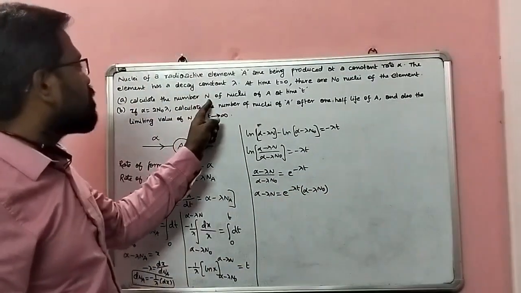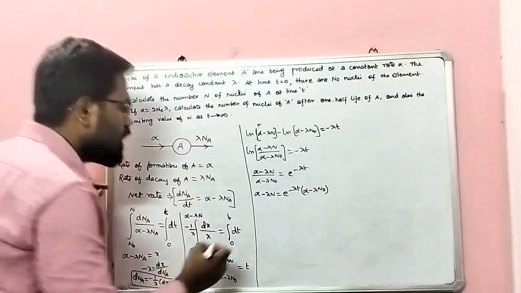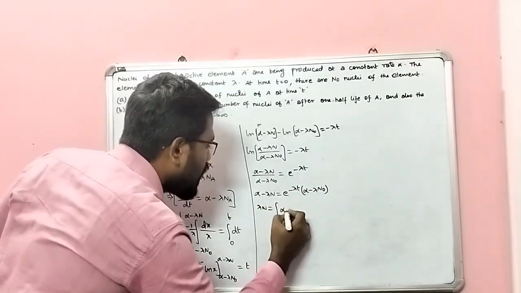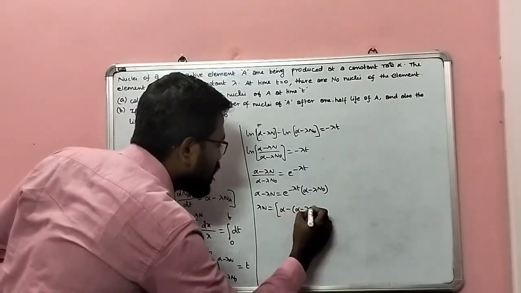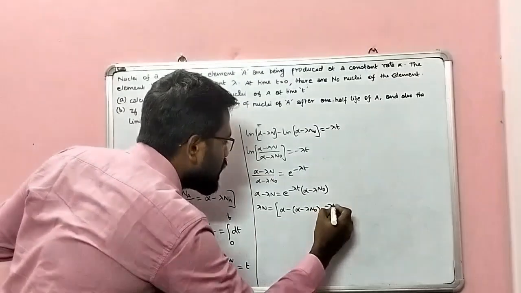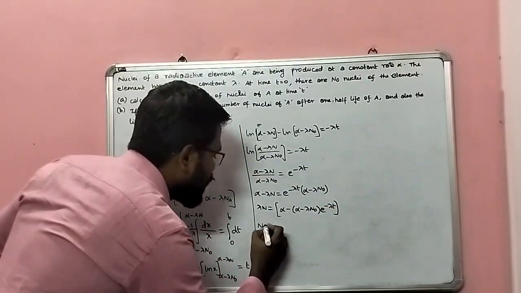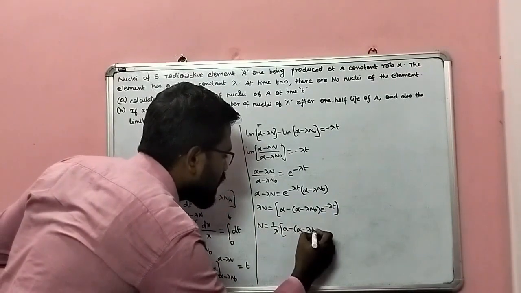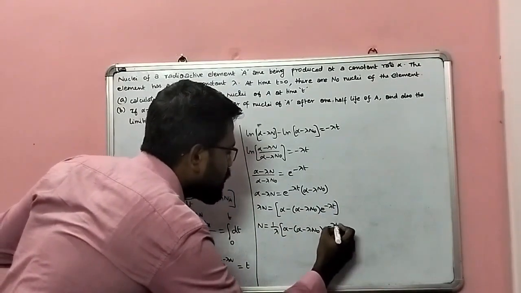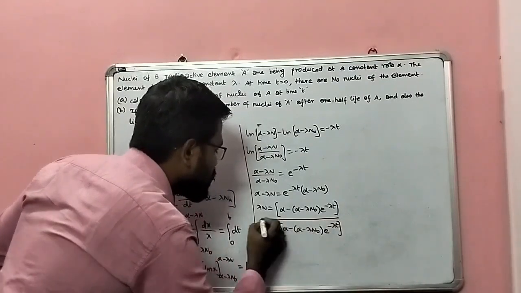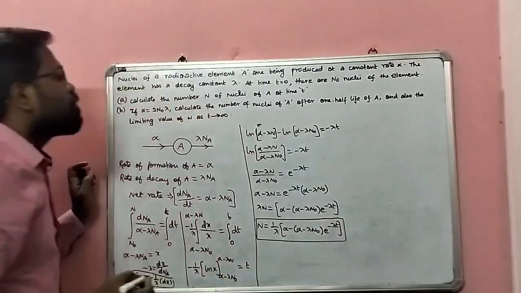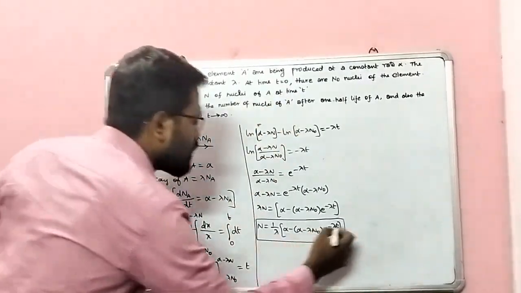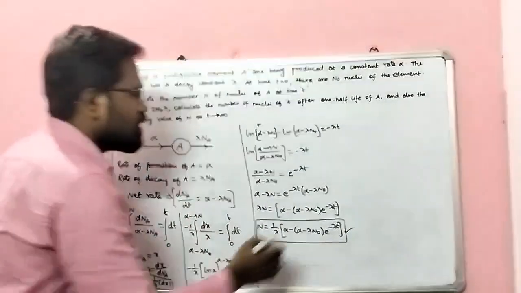What we need is the number n of nuclei of A. Let me take the lambda n to that side. Then I can write n is equal to 1 by lambda times alpha minus alpha minus lambda n0 times e power minus lambda t. So this is the number n of nuclei of A at a time t, and this is the answer for question A.